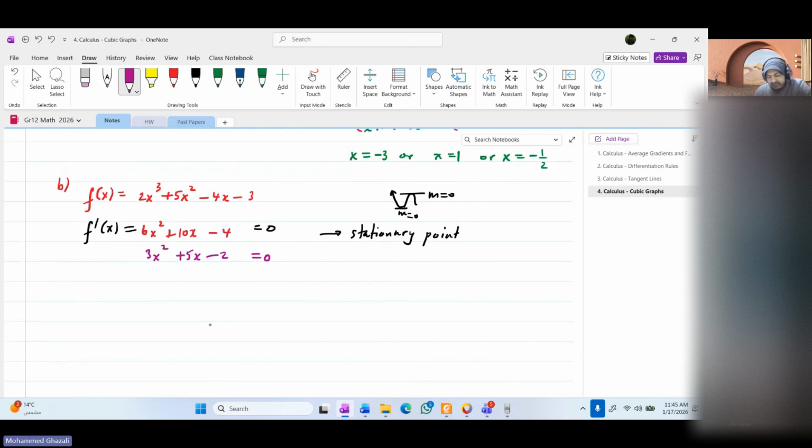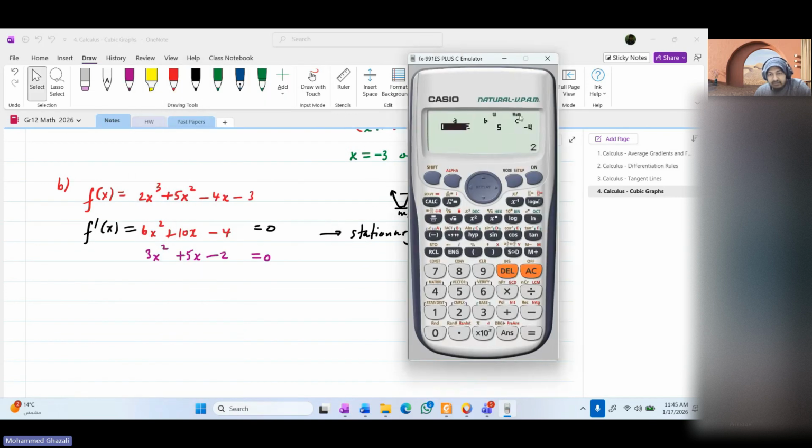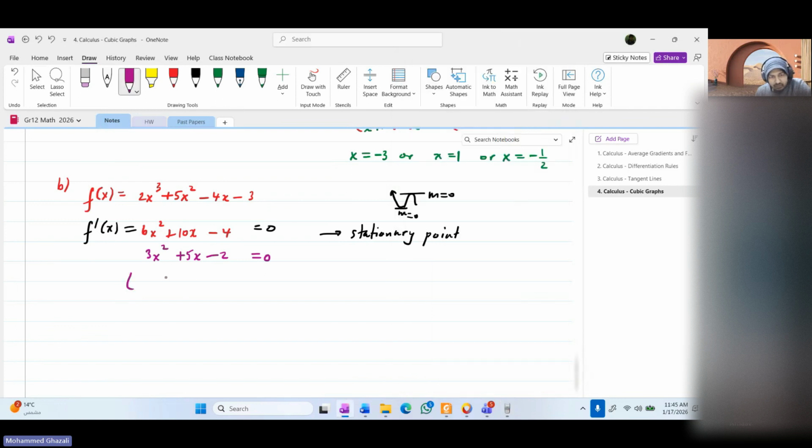I don't know whether you can factorize this or not, so we're just going to use a calculator and substitute mode 5, 3. So 3, 5, and negative 2. Let's see if you can, okay, so we can factorize this. So we're going to open up 2 brackets again. Right, so we got x equals 1/3 or x equals negative 2. Right, so x equals 1/3, we have 1/3, so x is going to become 3x minus 1.